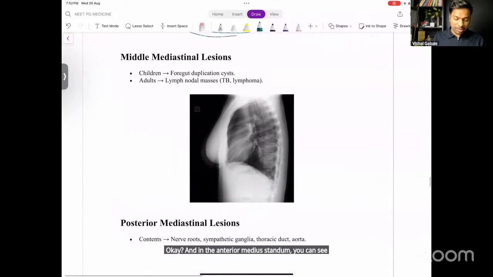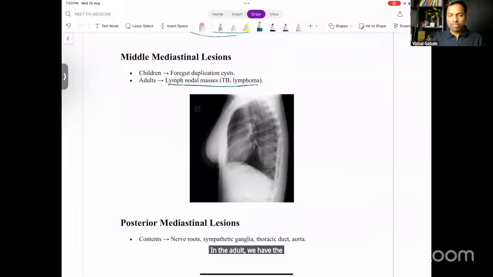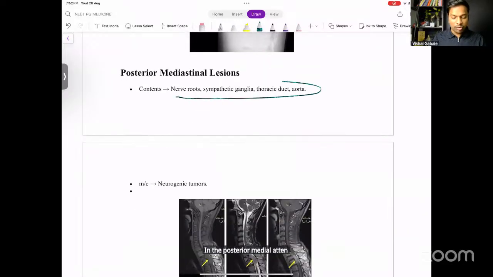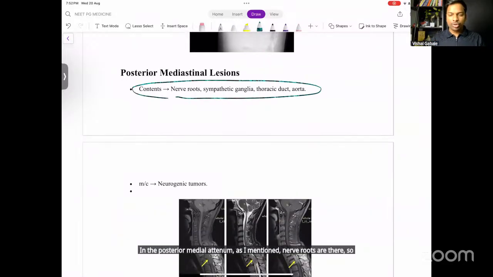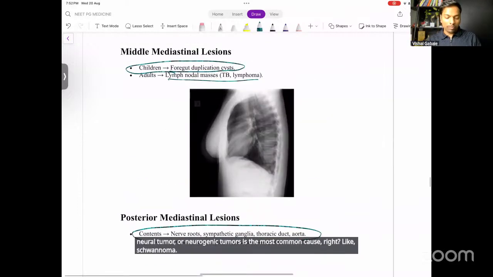Then the middle mediastinum, as I mentioned, in the adult we have the lymph node masses, and in the children, we have the foregut duplication cyst. In the posterior mediastinum, as I mentioned, nerve roots are there. So neurogenic tumors are the most common cause, right? Like schwannoma, neurofibroma, all will be there.